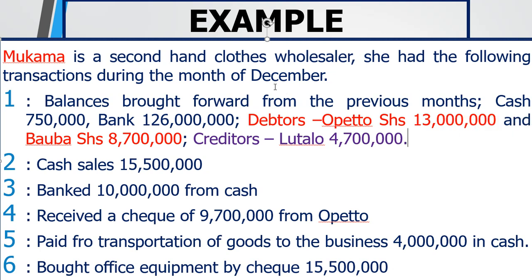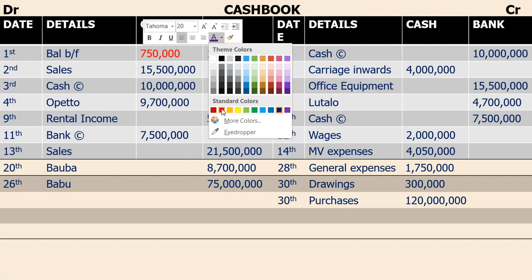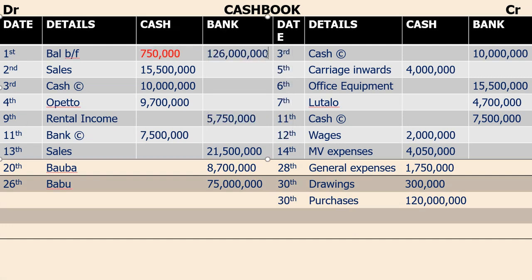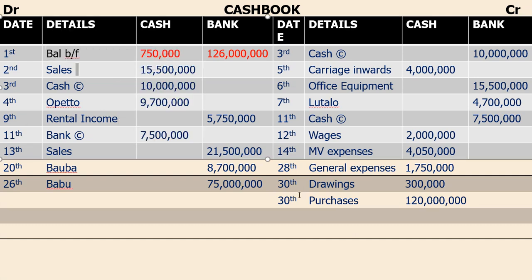So we are going to record cash and bank. So I will come here and on first I record the balances brought forward. Cash we said is 750,000. Let me put it in red. And then bank is 126 millions. That happened on first. And the details of that is balance brought forward. I can also paint it another color, let me paint it black. That one is sorted.